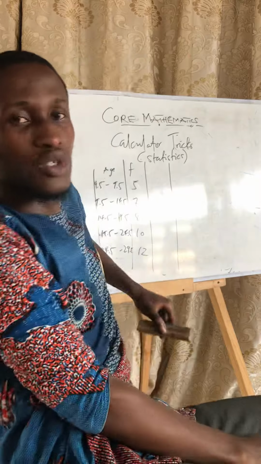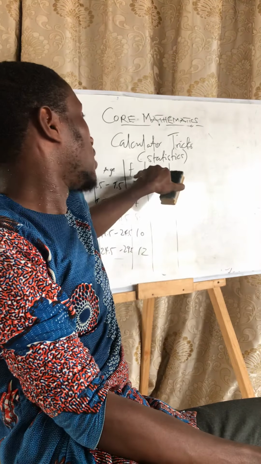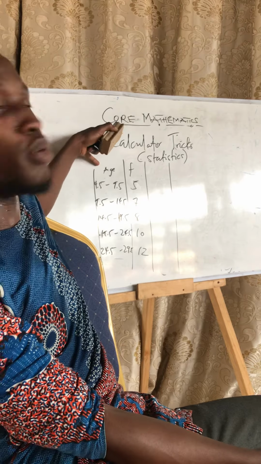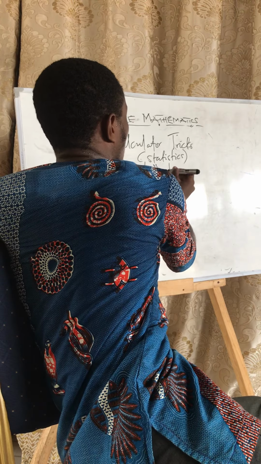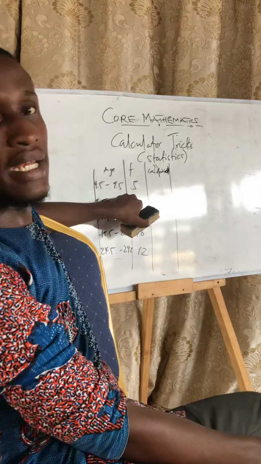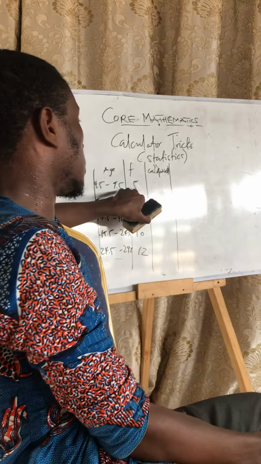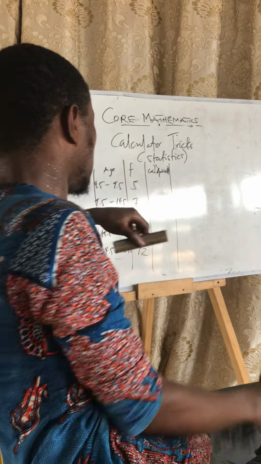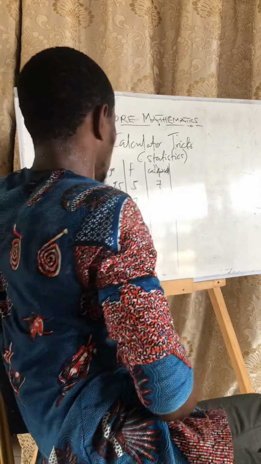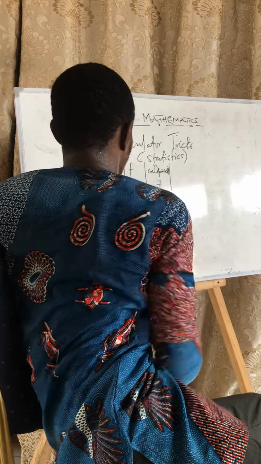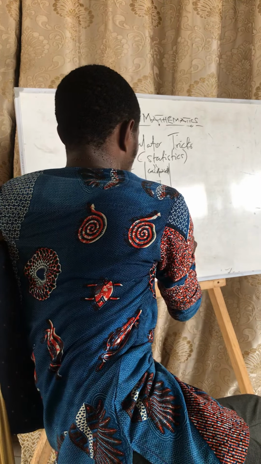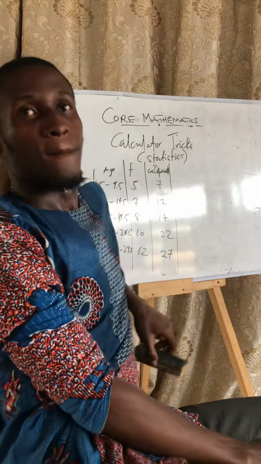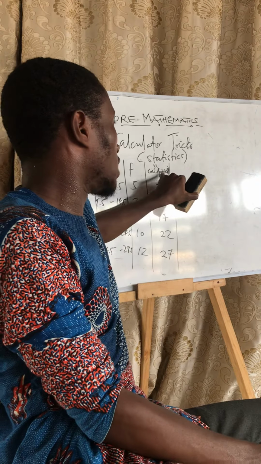Now I have to get the x, which I'll multiply with the frequency to get fx. So the x becomes the midpoint of the boundary. Midpoint actually means add the lower and the upper and divide by 2. So when I add the lower and the upper, I'm going to get 7, then 12, then 17, then 22, then 27. I think that's it. Yes. So that's what we are going to get for the midpoint, and that becomes the value for x.